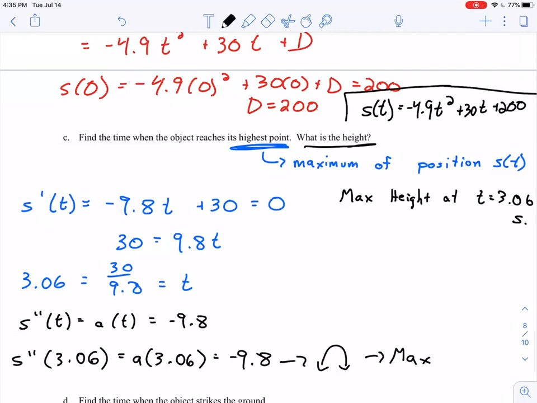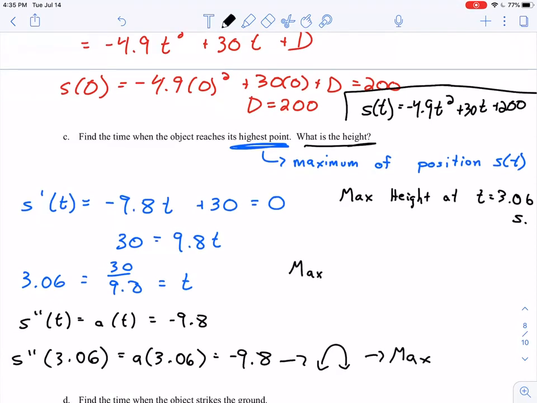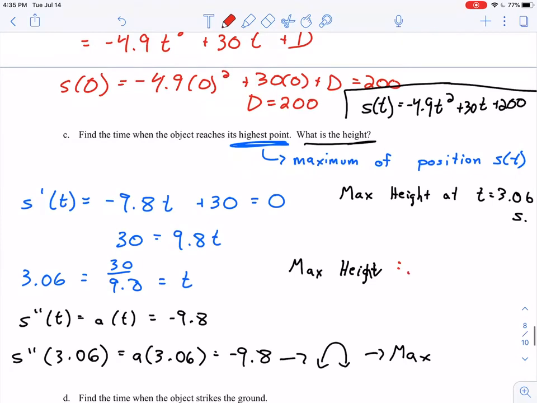And then it says, what is the height? Well, for that, I'm just going to be looking at the position function. So what is the maximum height? If I wanted to find the maximum height, I would take this 3.06 and plug that into my position function. So that would be negative 4.9 times 3.06, and I'm going to run out of room. I need more room. This would be negative 4.9 times 3.06 squared plus 30 times 3.06 plus 200.